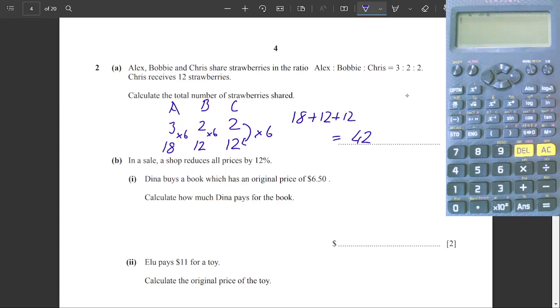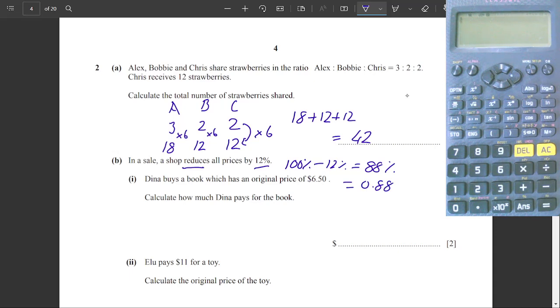42. Hope to have some cream with that. In a sale, a shop reduces all prices by 12%. Now, this is always the same. When you reduce something by 12%, you take 100%, take away 12% from that, and you'll end up with 88% of the original price, which is 0.88 as a decimal or a multiplier.